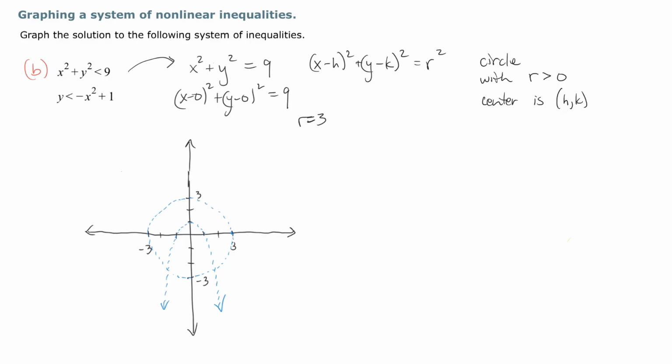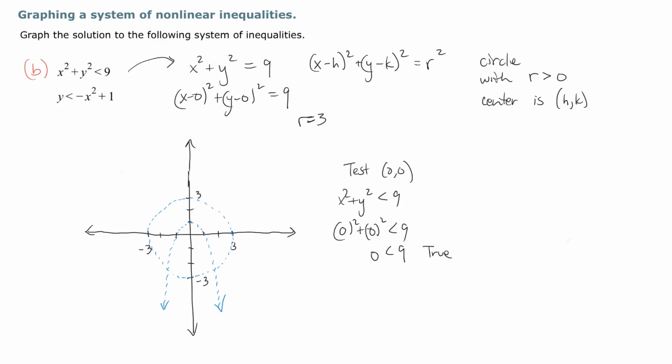Once again, we have many regions. We have a region inside and outside the parabola, and we have a region inside the circle and outside the circle. Let's test both inequalities. Once again, we could pick 0, 0 for convenience. x squared plus y squared is less than 9. Is 0 squared plus 0 squared less than 9? The answer is yes, it is true.